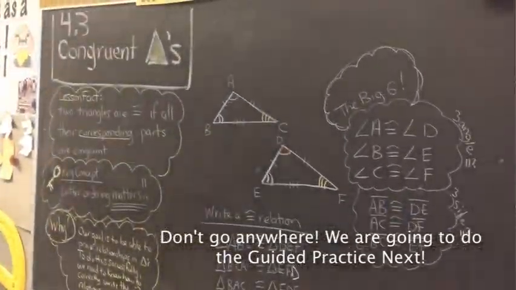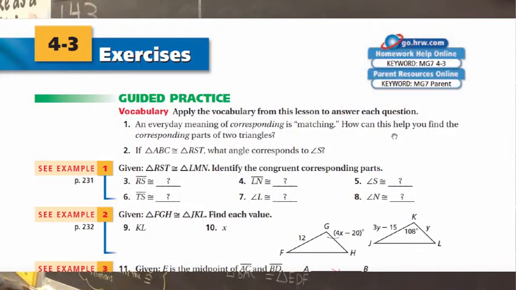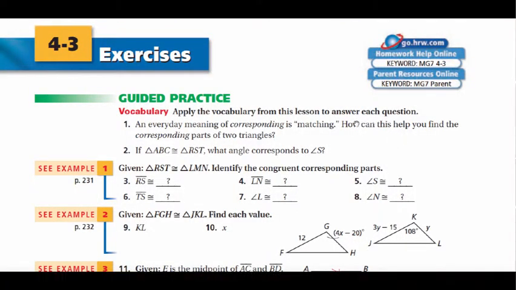All right. And so now here is the 4.3 guided practice. Let's go ahead and do it. Apply the vocabulary from this lesson to answer each question. An everyday meaning of corresponding is matching. How can this help you to find the corresponding parts in two triangles? Well, if it means matching, then all you want to do is find the matching parts in the two triangles. Find the parts that are congruent and the ones that match.